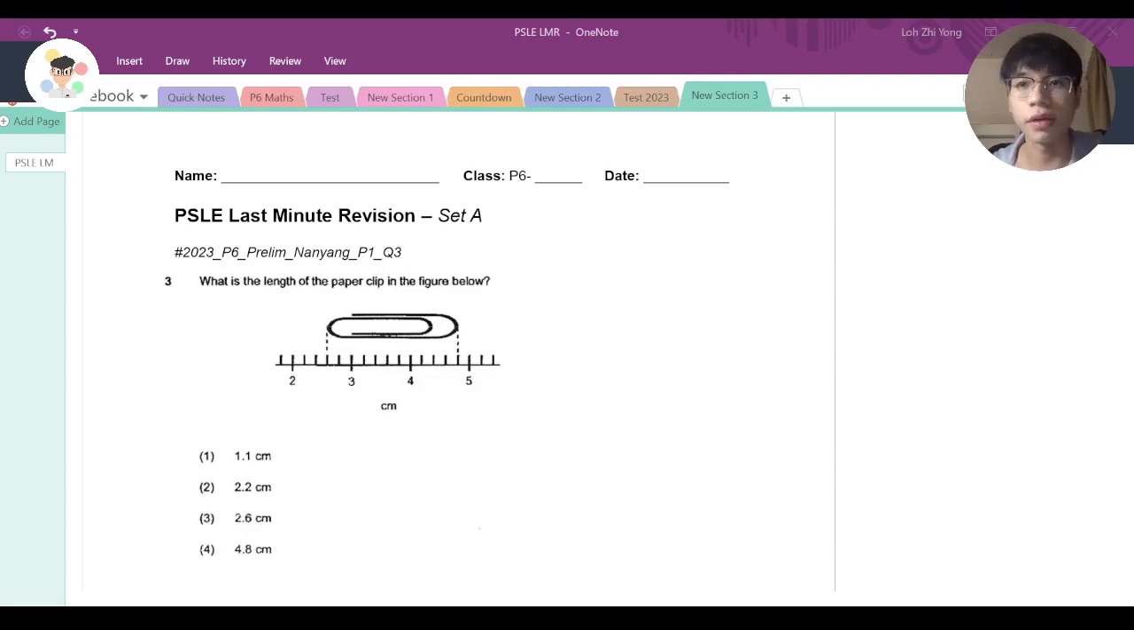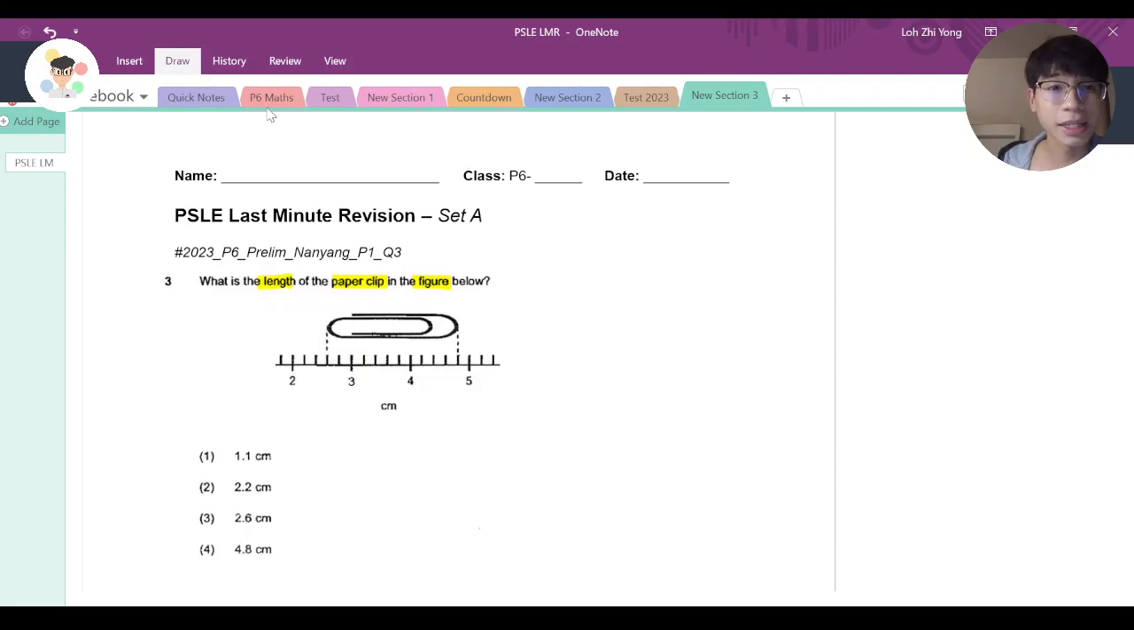Okay, so let's look at our first question from Nanyang paper 1 question number 3. This question says, what is the length of the paper clip in the figure below? You're given 4 options.